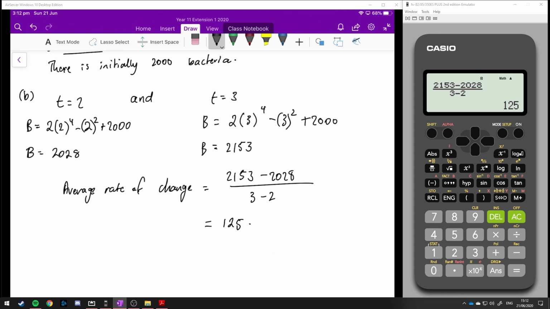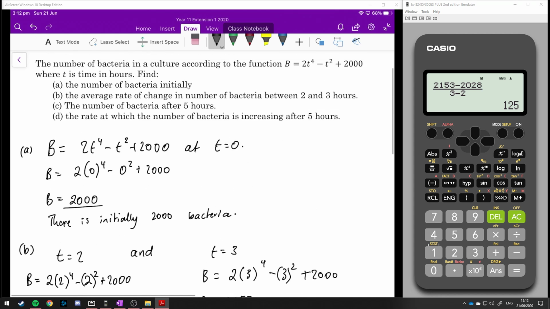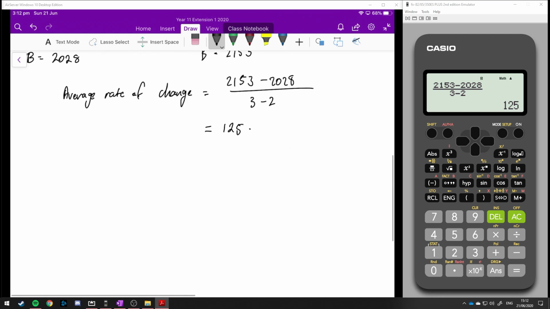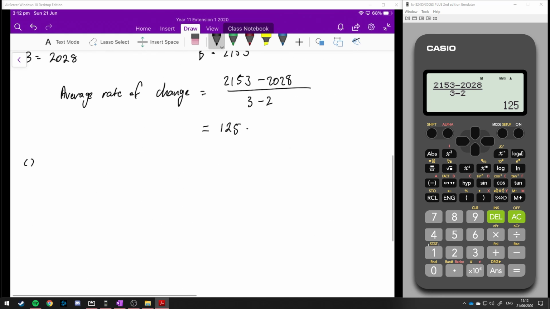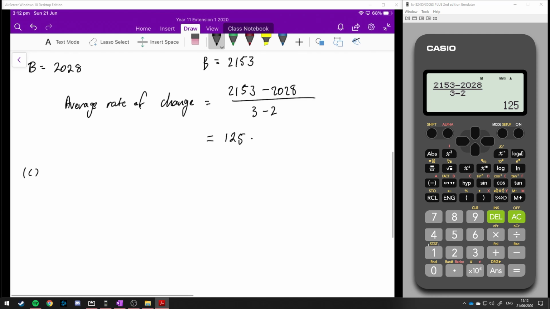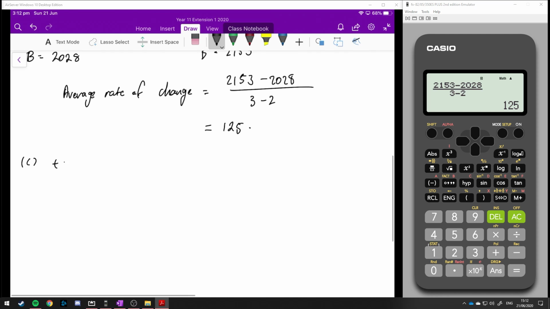Okay, let's have a look at question part C. And that is the number of bacteria after 5 hours. So at t is equal to 5, we're going to substitute that back into our equation. So that's 2 lots of 5 to the power of 4 minus 5 squared plus 2,000.